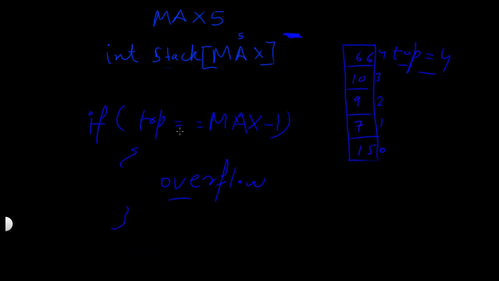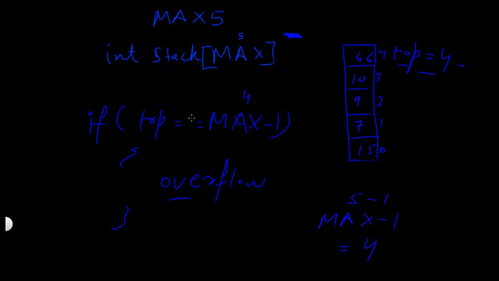Now you can check for overflow condition by using this if statement. If top equal to max minus 1, then it means overflow. Now the size of the stack is 5, so this stack will be full when the value of top will be 4. And max minus 1 in this case, when the size of the stack is 5, means 5 minus 1, which is equal to 4.